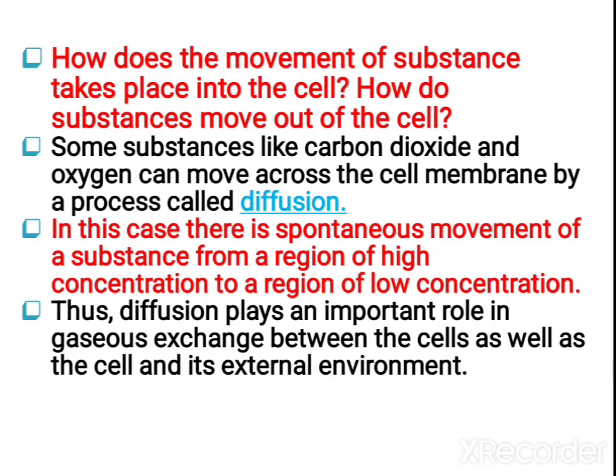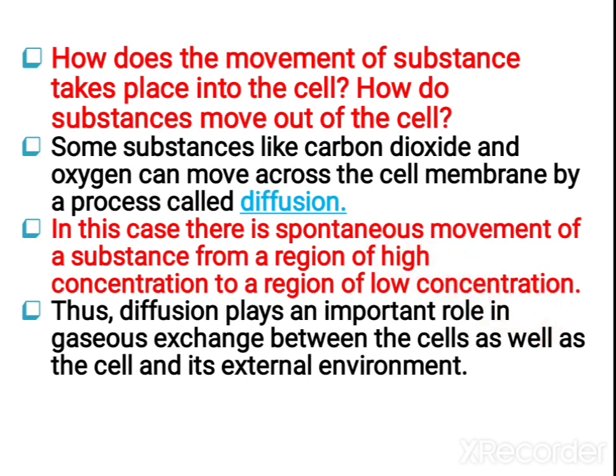So when you observe the substances, how do they move in and out of the cell? I told you it is selectively permeable. It will allow only some substances. So how do they move the substances? Some substances like carbon dioxide, oxygen, they can move across the cell membrane by a process called diffusion. In this case, there is spontaneous movement of substance from a region of higher concentration to low concentration. That you call diffusion.